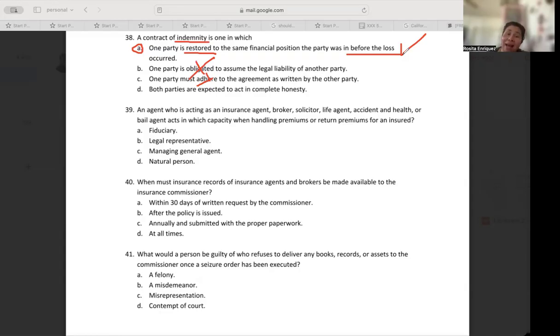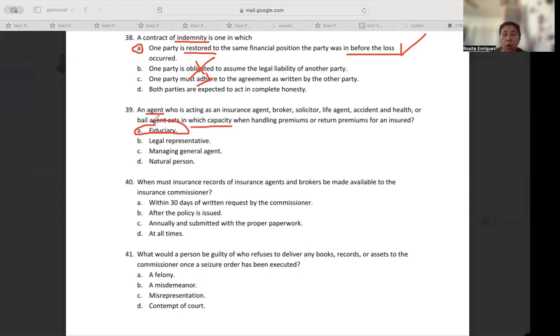Number 39. An agent who is acting as an insurance agent, broker, solicitor, life agent, accident and health or bail agent acts in which capacity when handling premiums or return premiums for an insured? And here's another word in insurance: fiduciary. That's the answer. The agent is acting in a fiduciary capacity.